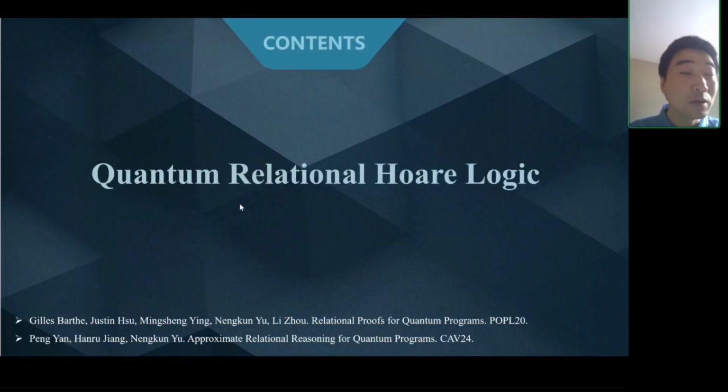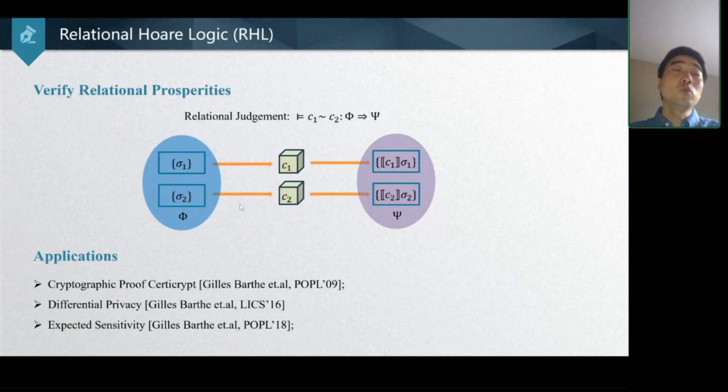In this part, I will talk about quantum relational Hoare logic. This is based on work in POPL 20 and CAV 24. Relational Hoare logic is introduced to verify relational properties. Take two programs C1 and C2. The input of C1 is sigma 1, the input of C2 is sigma 2, which jointly satisfy a property, let's say phi. Then we want to say that the output will satisfy psi. We have applications in crypto proofs, differential privacy, and expected sensitivity.